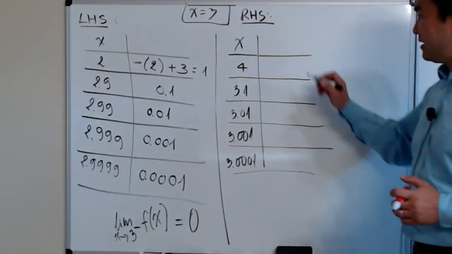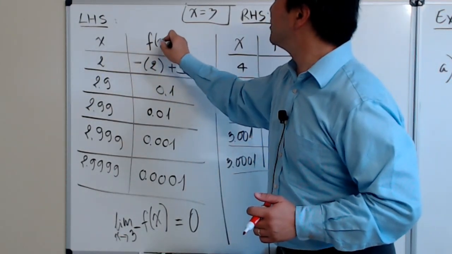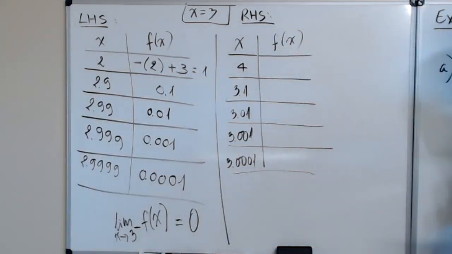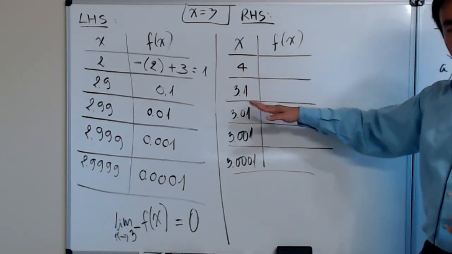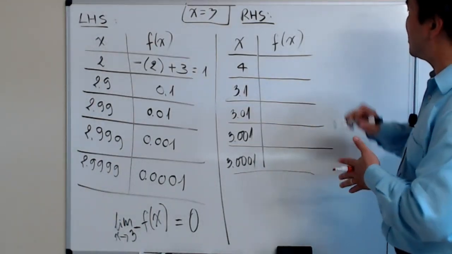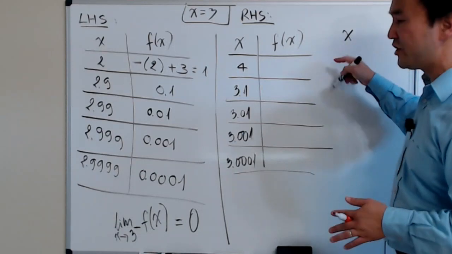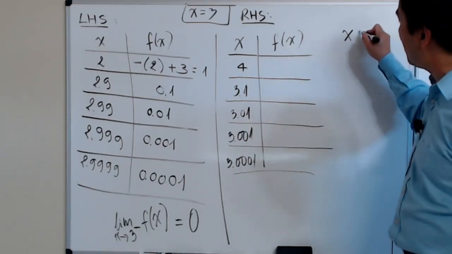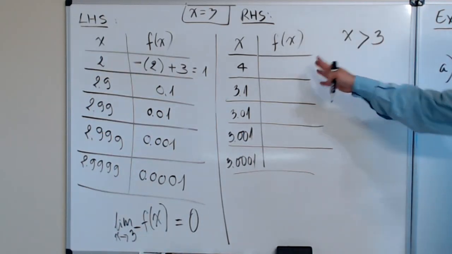Okay, but this time my function output is going to be quite simple to obtain. Remind yourself that these values are to the right-hand side of 3. In other words, this right-hand side table is indicating that the values we have chosen here are all greater than 3, strictly.